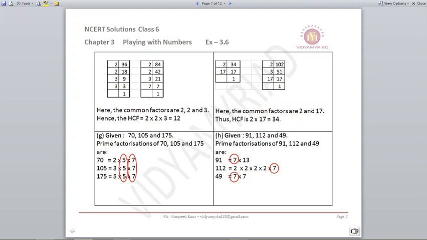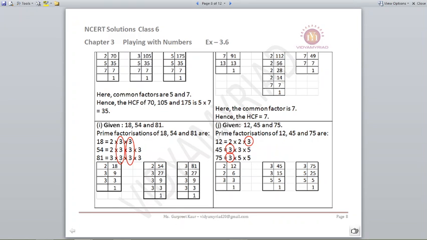Next, now we have 3 numbers 70, 105 and 175. Let's see the calculations. Now if you see at the ones place, it has 0 or 5. So definitely we can start with 5 also, but try to see if you can start with 2 or 3 or some other number. Okay, we can start with 5 also, there will be no problems. You will get the same answer.